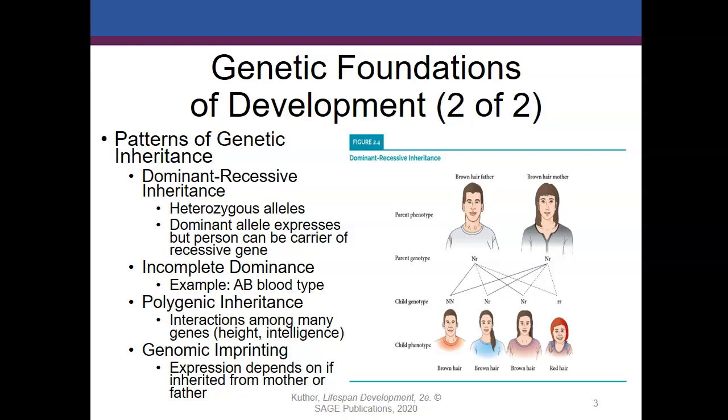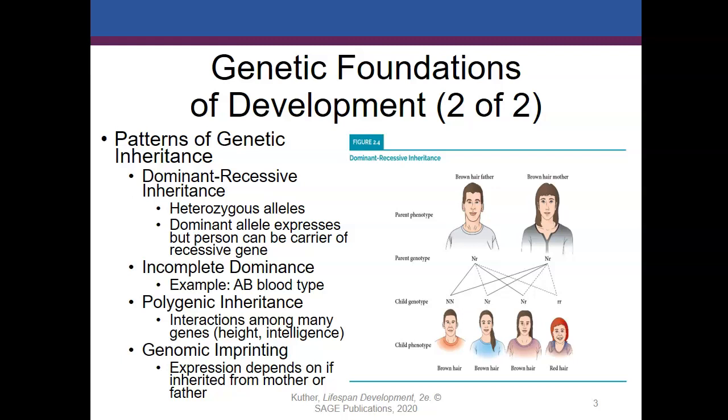Incomplete dominance is a genetic inheritance pattern in which both genes influence the characteristic. Even though one allele is stronger than the other, it does not dominate it. An example of this would be the AB blood type, where neither allele overpowers the other, but they combine in their expression. In addition, most traits are a function of the interaction of many genes, known as polygenic inheritance.